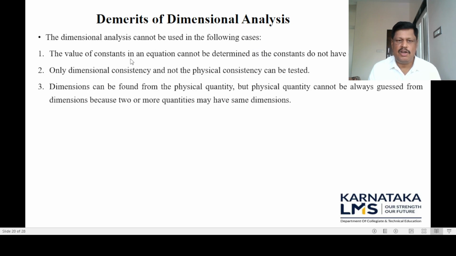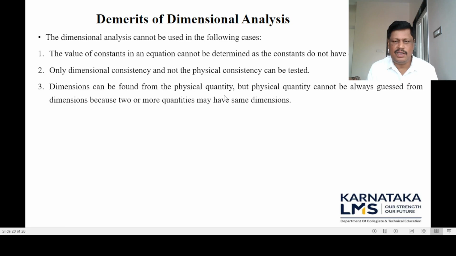First, the value of a constant in an equation cannot be determined, as constants do not have dimensions. As in the earlier slides, the k value cannot be determined using dimensional analysis. It is not possible to determine the value of a proportionality constant. Second, only dimensional consistency, and not physical consistency, can be tested. We can test only dimensional consistency. If two half squares are there, physical consistency cannot be tested.